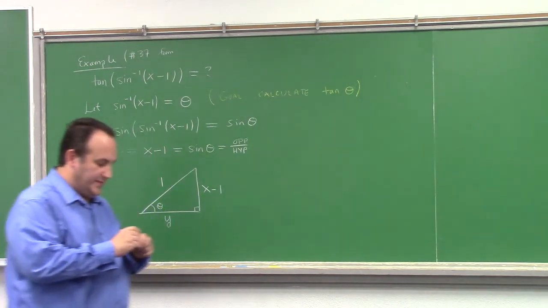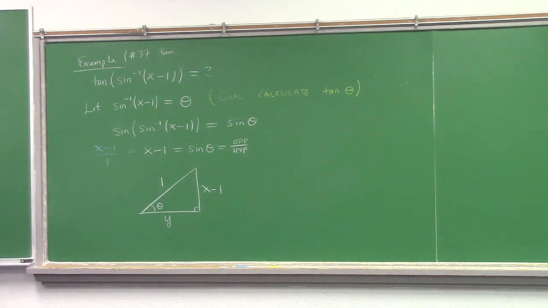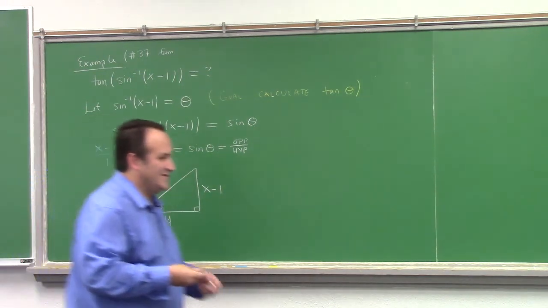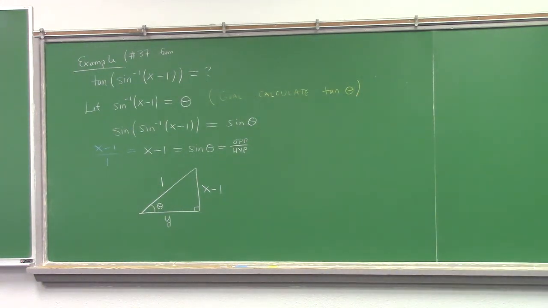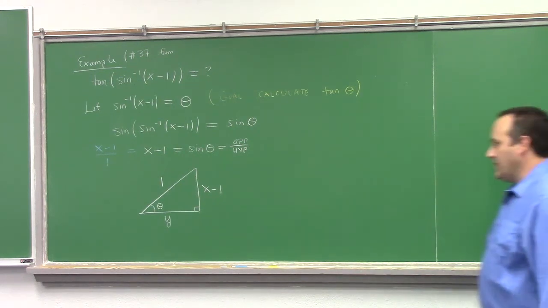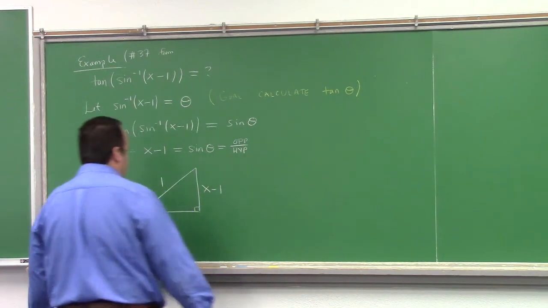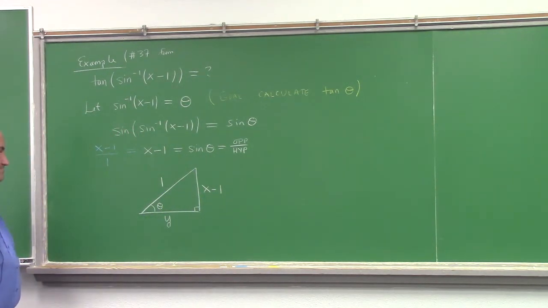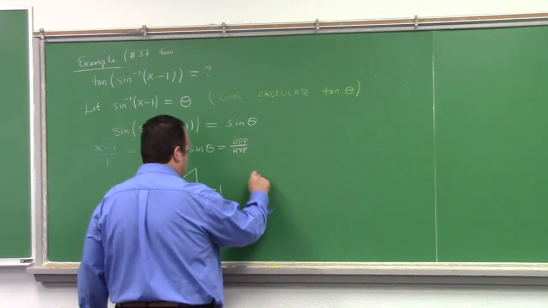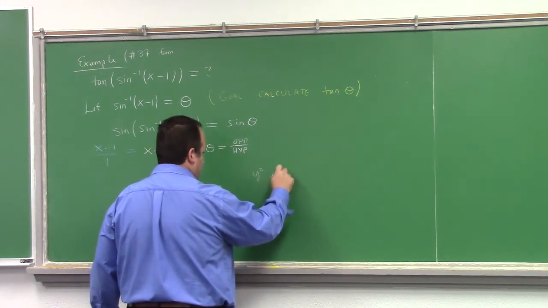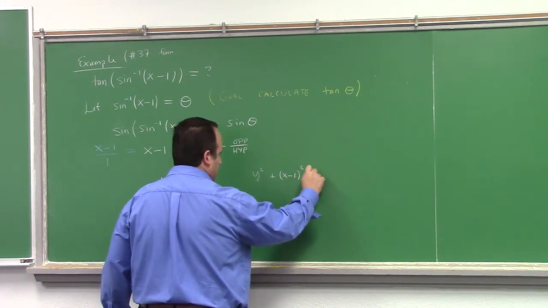What theorem do we have to relate the hypotenuse and the sides of a right triangle? The Pythagorean theorem, right? Excuse me, I have this very much not delicious candy, but it helps. So we know the Pythagorean theorem, which says what? It says y squared plus x minus 1 squared equals 1.